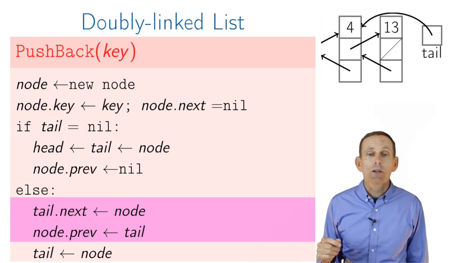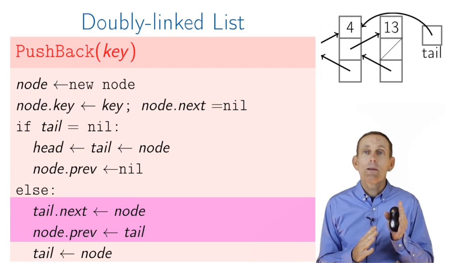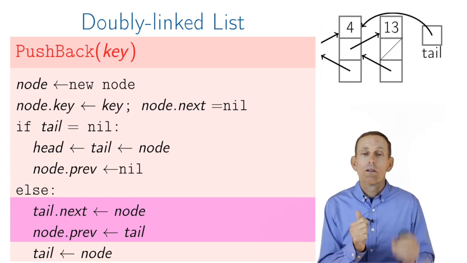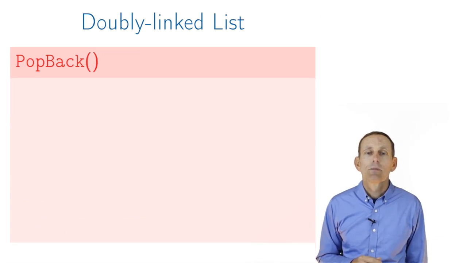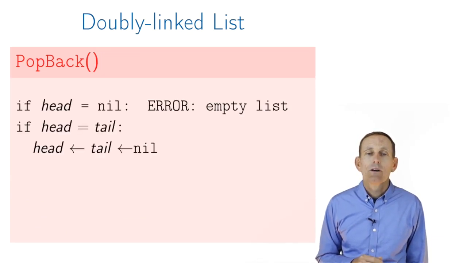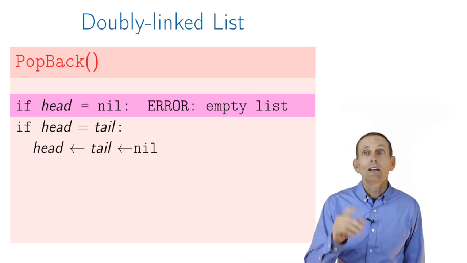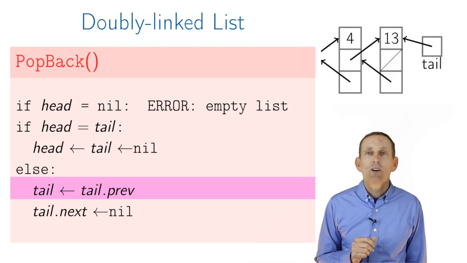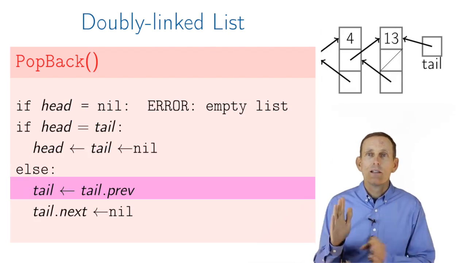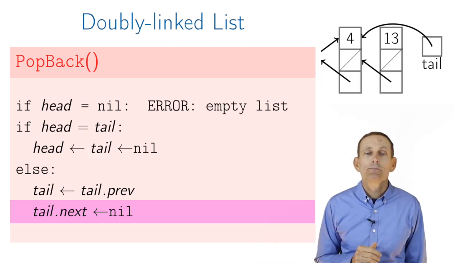update the tail's next pointer to this new node, because we're pushing at the end, and then update the prev pointer of this new node to point to the old tail, and then finally update the tail to this new node. Okay. Popping the back, also pretty straightforward. We're going to again check whether this is first an empty list, in which case it's an error, or a list with only 1 element, in which case it's simple. Otherwise, we're going to update our tail to be the prev of the tail, and then update the next of that node to be nil.